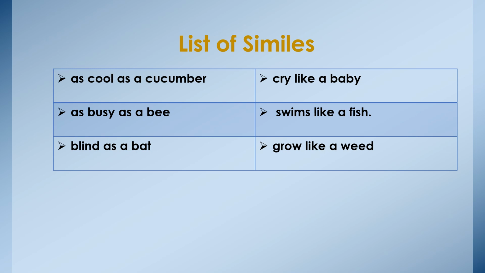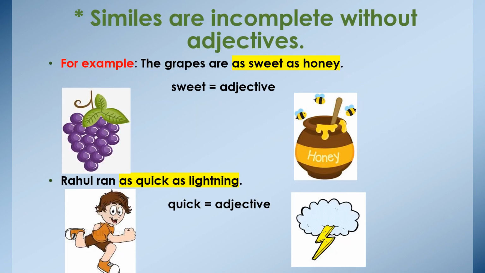Grow like a weed. This means to grow very quickly or rapidly. For example, the Assamese twins grew like weeds. It means that these Assamese twins grew quickly.